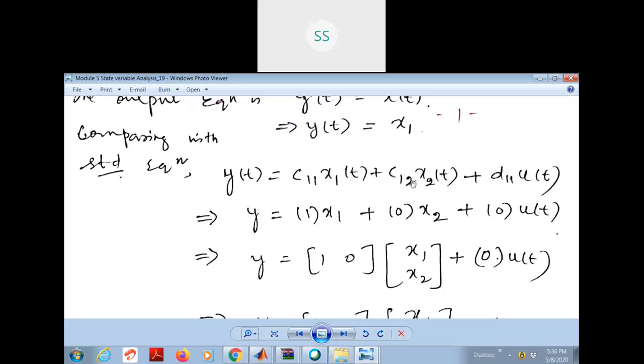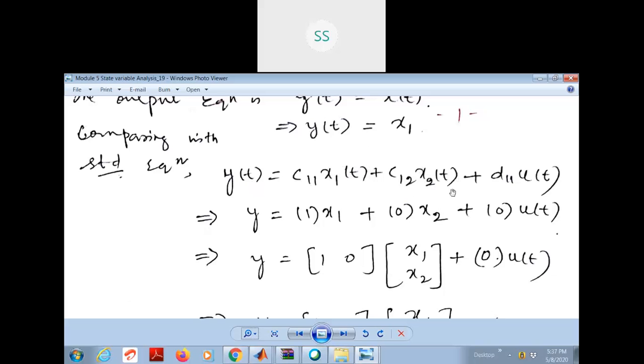There we have defined p number of output equations. But in this system there is only one output, that is y1, the displacement. So we cannot write multiple output equations. Only one output equation, that is y of t equal to C11 into x1 of t plus C12 into x2 of t. Why are these two required? Because I have two state variables.